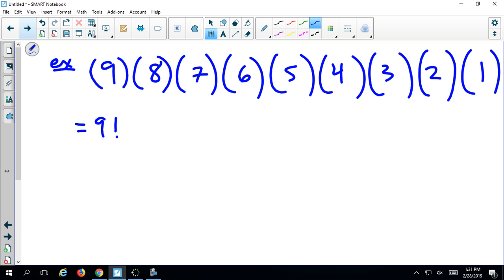So if you have, say, n factorial, you multiply n by every whole number less than n as well, all the way to 1. Okay? So 9 factorial is 9 times 8 times 7 times 6 times 5 times 4 times 3 times 2 times 1.